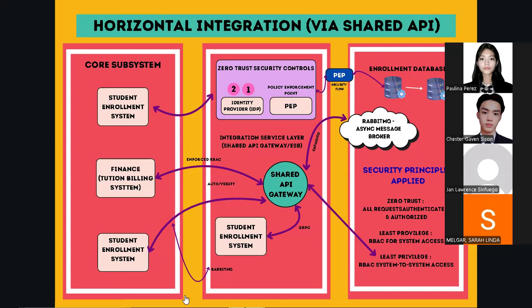The PEP is responsible for checking if the request is following the rules. Even if someone is logged in, the PEP will decide if they really have permission to do what they are trying to do. So before data moves from one system to another, it must go through the security controls. This makes sure that only safe and authorized requests are accepted and everything is tracked and verified.